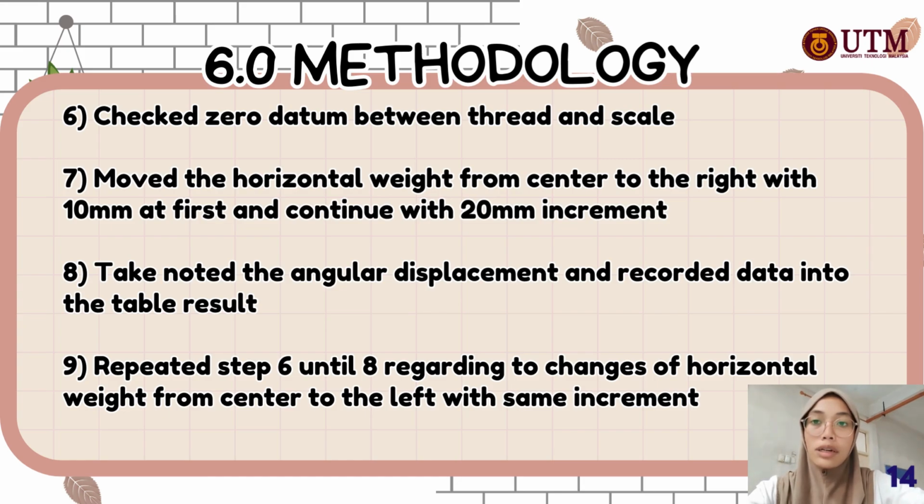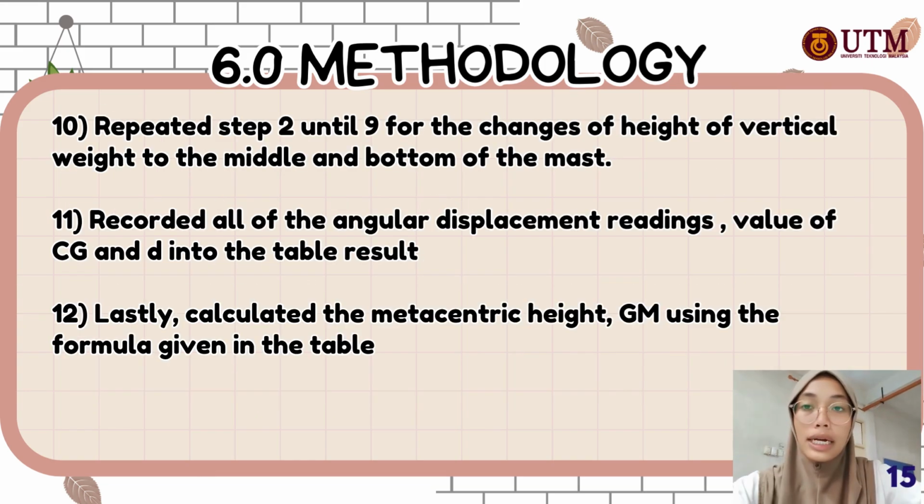Then for the next step, we check the zero datum between thread and scale before starting the measurement. And then we move the horizontal weight from center to the right by 10 mm at first, and then continue with 20 mm increments. We take note of the angular displacement and record the data into the result table. And then we repeat steps 6 to 8 for moving the horizontal weight from center to the left with the same increment.